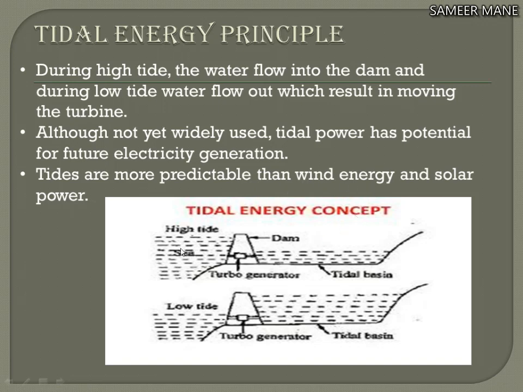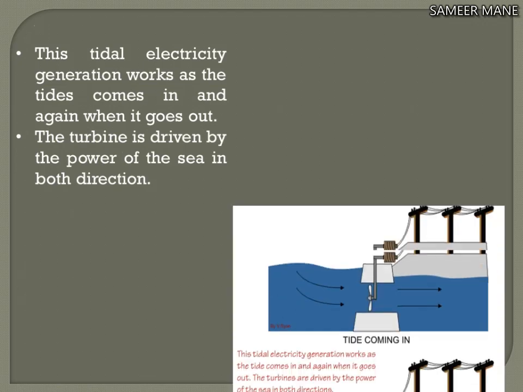What happens in this? When the sea is at high tide condition, the tide moves towards the tidal basin from the dam. In the dam, there is a turbine. Due to the motion of the tide, the turbine is rotated and we get energy. Vice versa, at low tide condition, the water from the tidal basin moves towards the sea and this turbine is rotated.